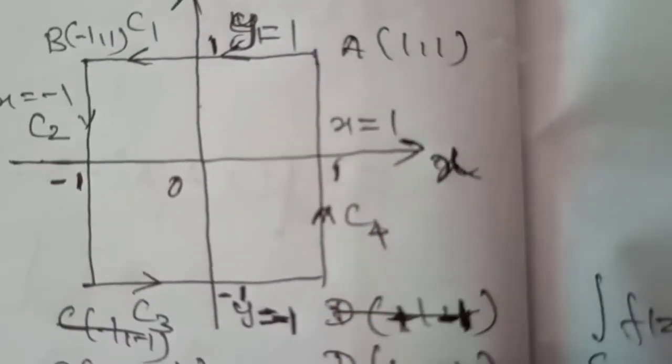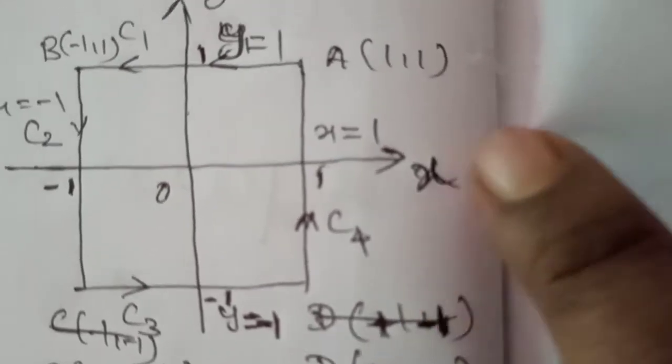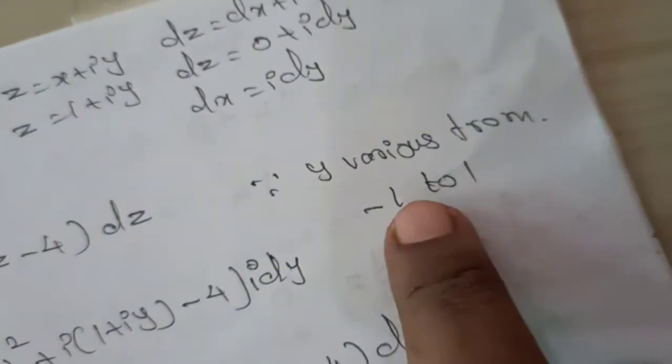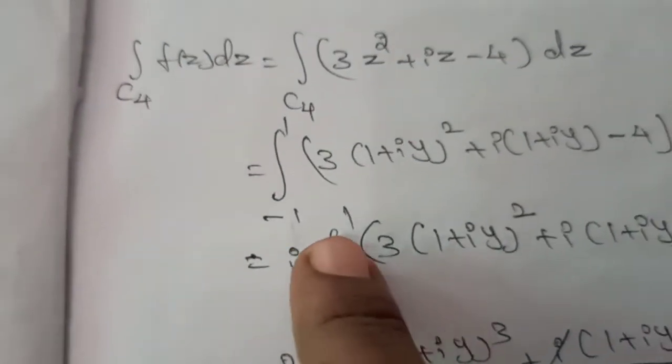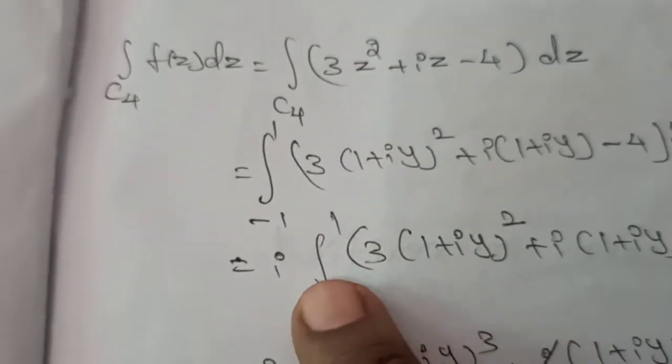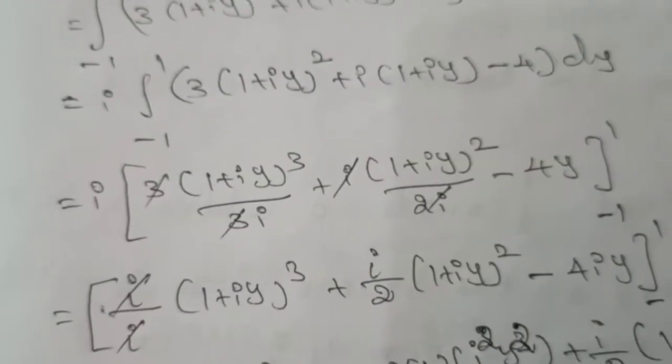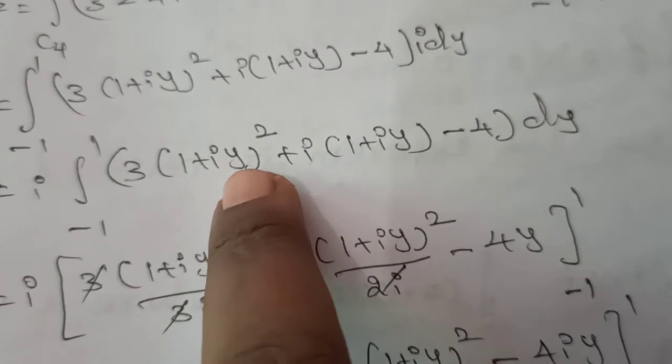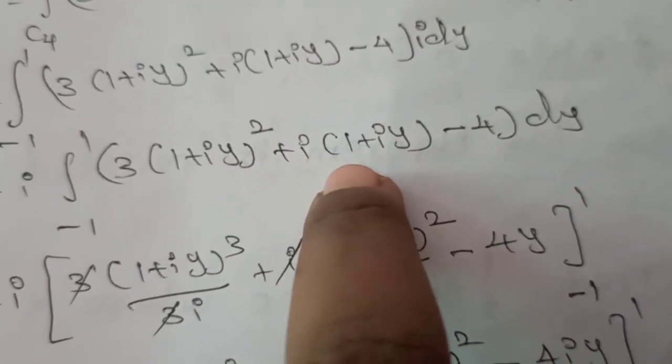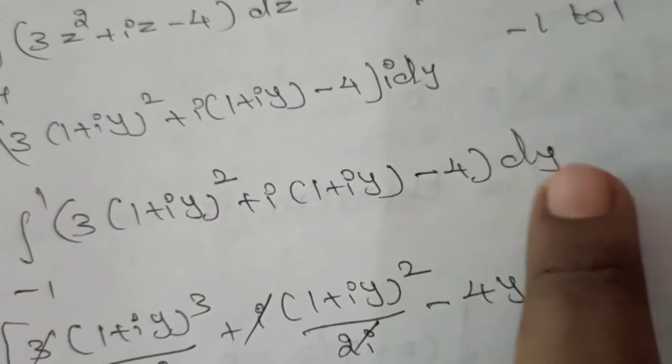Along C4 we want to take the y limits, minus 1 to 1. Therefore y varies from minus 1 to 1. Substitute here: i times the integration from minus 1 to 1 of 3(1 + iy) the whole square + i(1 + iy) - 4, dy.